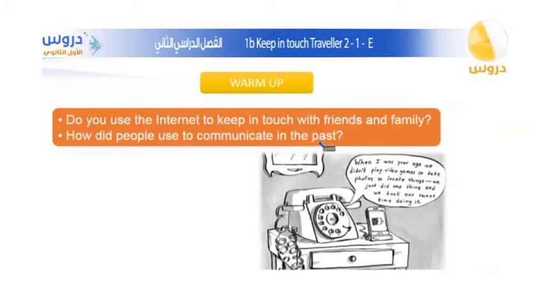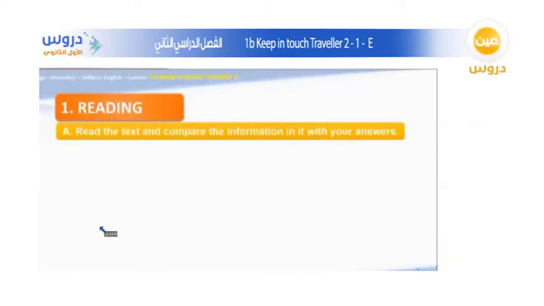So nowadays, people communicate with each other by internet, by technology. But what about in the past? How did people used to communicate in the past? Okay, good. By meeting each other. Yes, this is one way to communicate with each other. Wonderful. Okay, here we have a reading section.